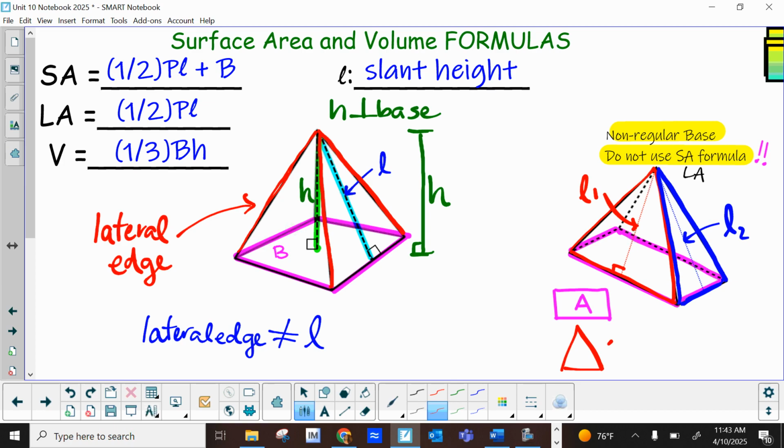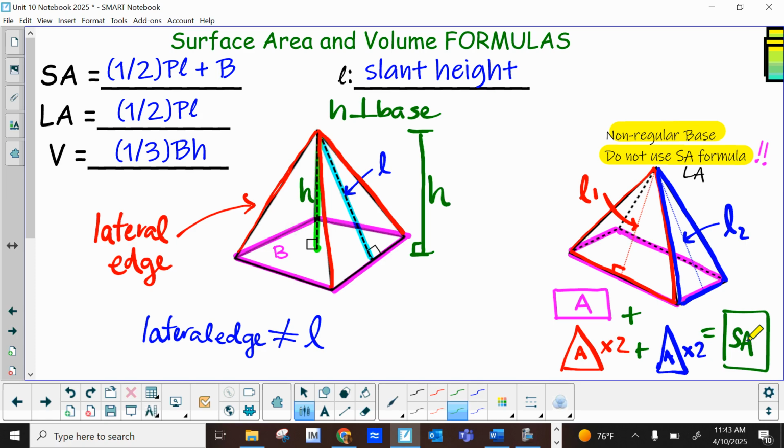You have one in the front and one in the back, so I'm going to times that by 2. You're going to find the area of that one, and then you're going to find the area of the blue triangle. The blue triangle is going to look different, and you have two of those, one on the right and one on the left. Once you find all those areas, you're going to add all of those up. So add that, plus that, plus that, and that's how you're going to get your surface area.